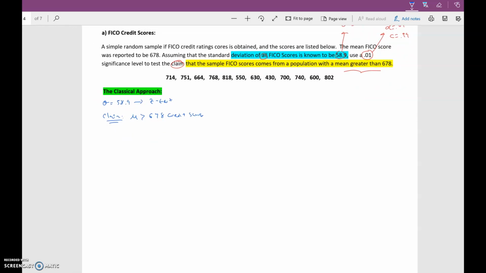Now, the next portion of the problem is we need to state H0 and HA. So let me just rewrite them as H0 and HA. The claim is greater, so in this case HA: mu is greater than 678. The next portion is H0, so in this case mu is equal to 678.